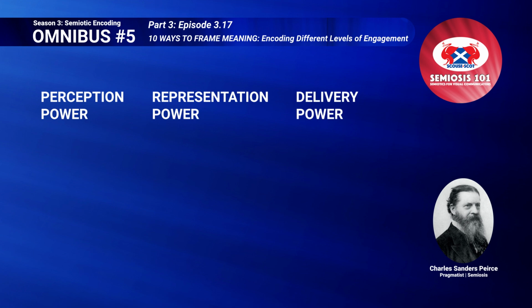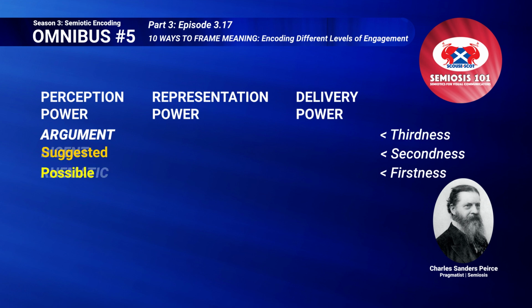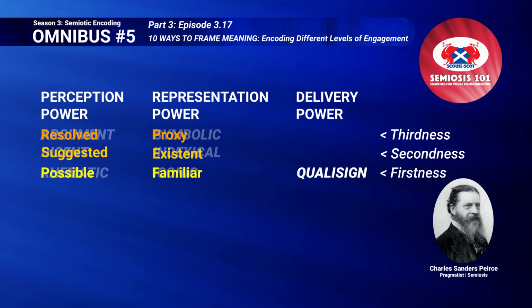So far, I avoided Peirce's obtuse terminology, but I will quickly reference it here to then jump into design-centric terms. I will then be able to discuss how 10 classes can help to semiotically encode meaning. Perception or communication power: rhetoric, dissonant, argument. Possible, suggested, resolved. Representation power: iconic, indexical, symbolic. Familiar, existent, proxy. Delivery power: qualisign, sinsign, legisign. Instant, mediated, agreed. As I caveated last episode, my designer-centric terms are still evolving as analogues to Peirce's.